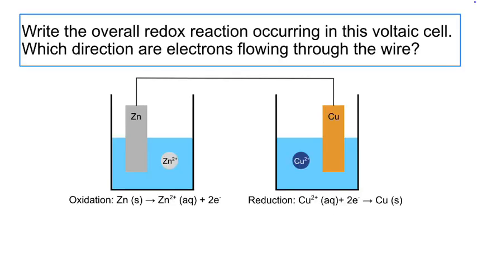Before we get too excited into how we would fix our voltaic cell, let's just assume it works. Write the overall redox reaction occurring in this voltaic cell. And then you can also discuss at your tables which direction the electrons are flowing through the wire. Kind of already told you that. But what's the overall reaction look like?